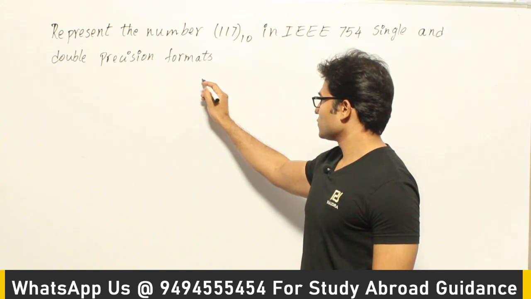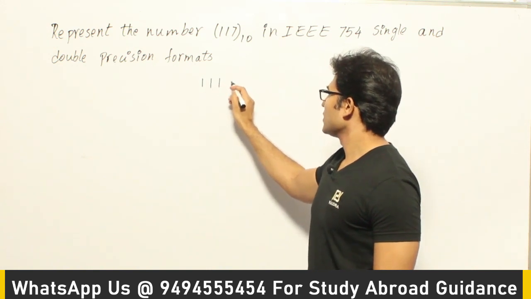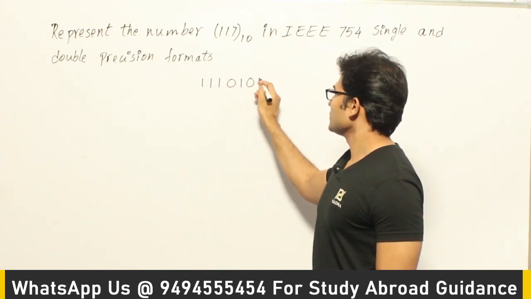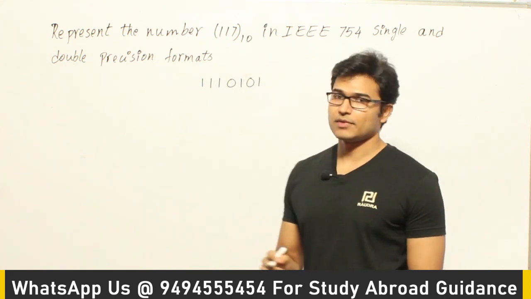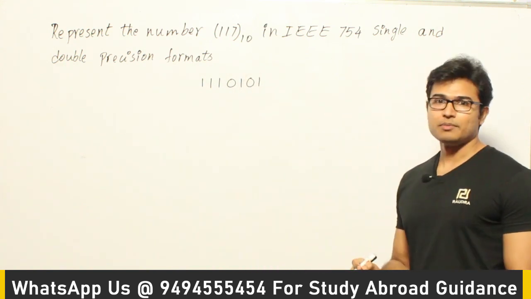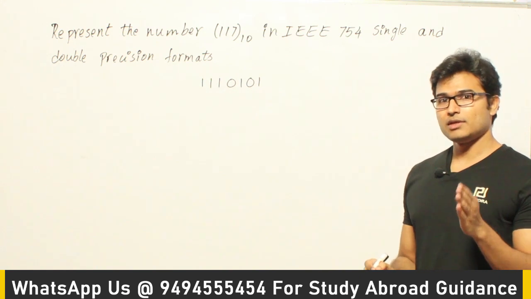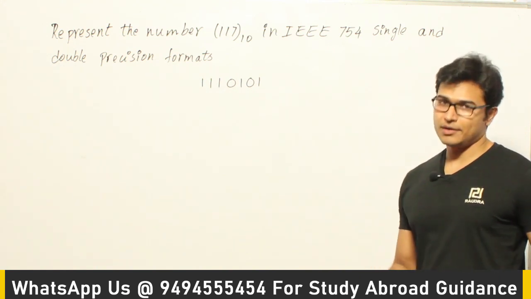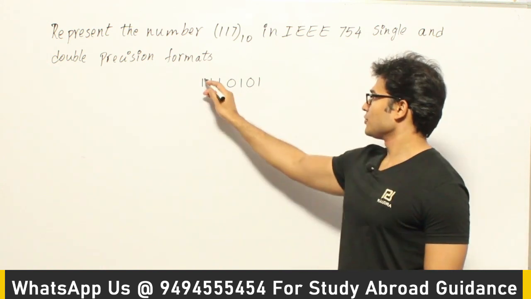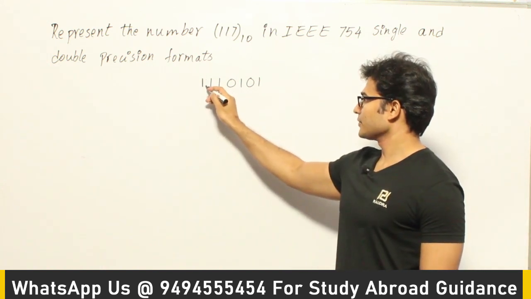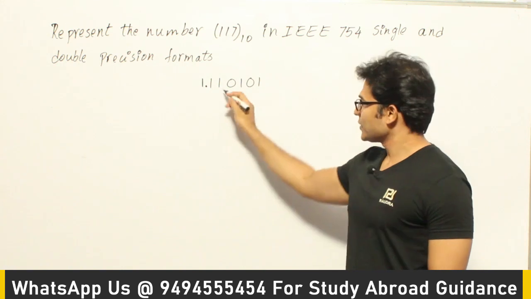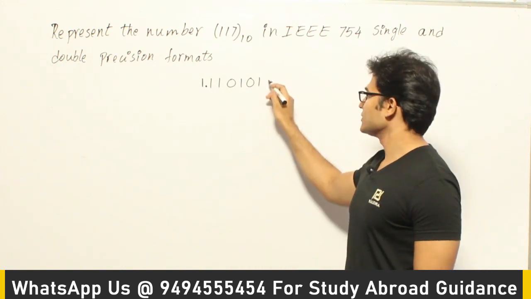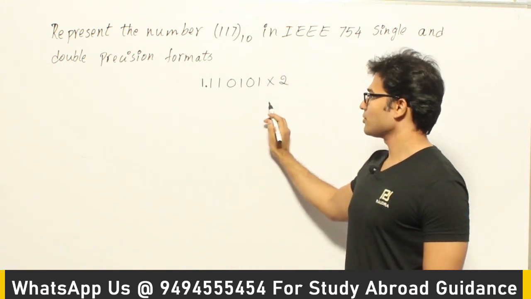So 117 is going to be 1110101. This is the representation for 117, right? But according to implicit normalization, you have to take the most significant 1, and to the right of it you should get the radix point, which means I should put the radix point here, right? If I put the radix point here, I've actually decreased the value. Therefore to increase the value, you have to multiply with 2 power a positive number.